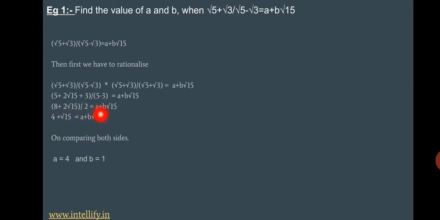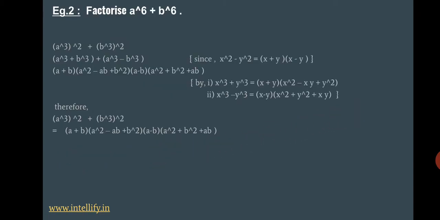After solving, it is equal to a + b√15. We get 4 + √15 = a + b√15. On comparing both sides, we get a = 4 and b = 1. Let us move toward question number 2.